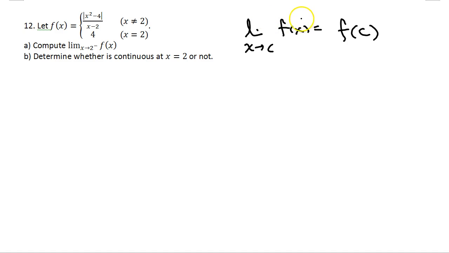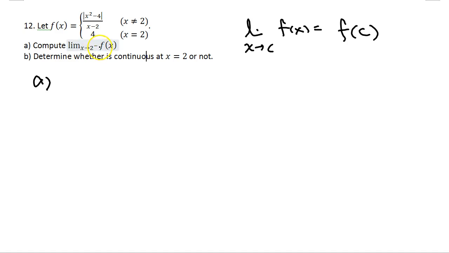In order to be able to say that these two are equal, a priori you need the left side to exist and the right side to exist. So if the left side fails to exist, for example, then it's automatically false that this equality is true, and therefore it's not continuous. Or in other cases where the function value doesn't exist, there will be another case where it's not continuous. All right, let's do part A.